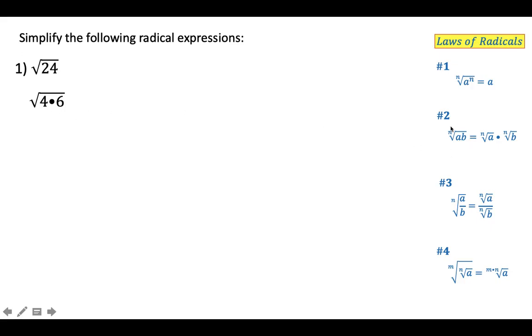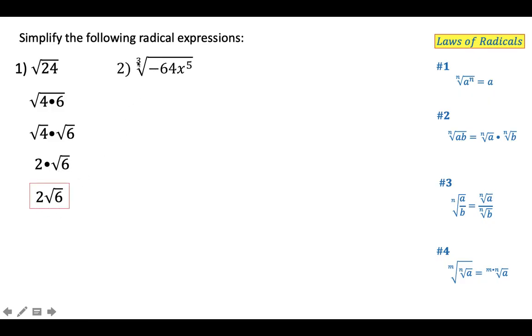Then applying the law of radicals number 2, and that is by expanding them. So we can expand this as the square root of 4 times the square root of 6. Then simplify the square root of 4, and that is positive 2. Then write down the square root of 6. And finally, our answer is 2 times the square root of 6.